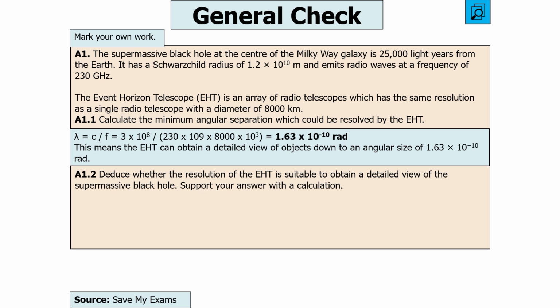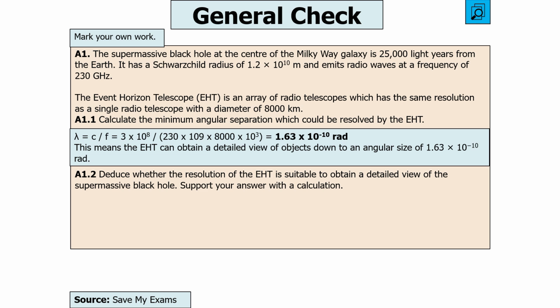So you can work that all through. When you work out your wavelength, you can then link that into your angles by turning it into that, by times by 8,000 times 10 to the 3. So therefore you would get 1.63 times 10 to the minus 10 radians. This means that the EHT can obtain a detailed view of objects down to the angular size of 1.63 times 10 to the minus 10 radians.